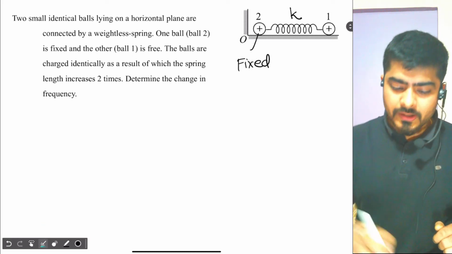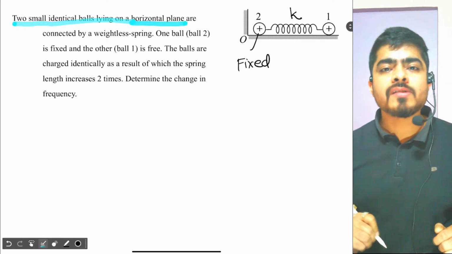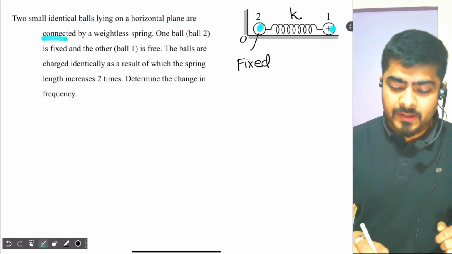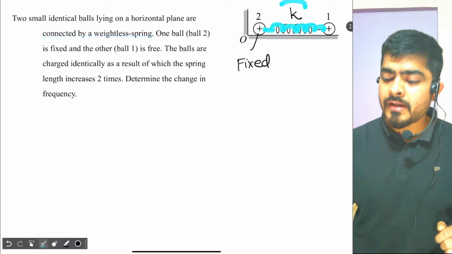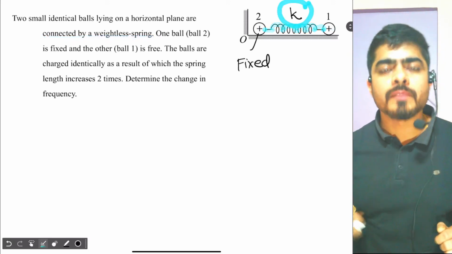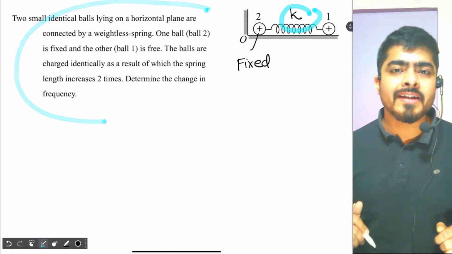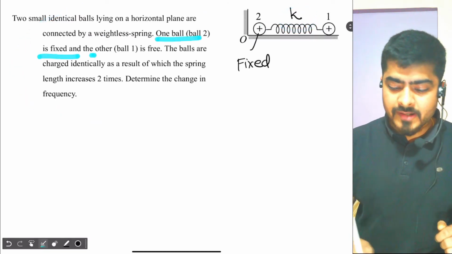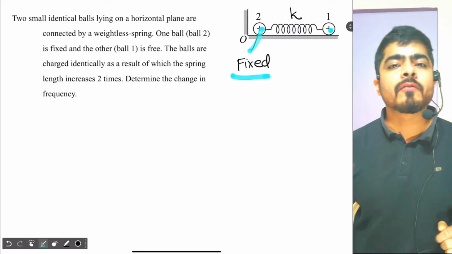So here we have got two small identical balls lying on a fixed horizontal plane. Okay, so these are the two balls, connected by a weightless spring. So they are connected by a spring over here, and I have written the spring constant to be K. In the question, this is not given, so our final answer should not contain K. Okay, one ball is fixed and the other ball is free. So ball 2 is fixed while the other ball is free to move.